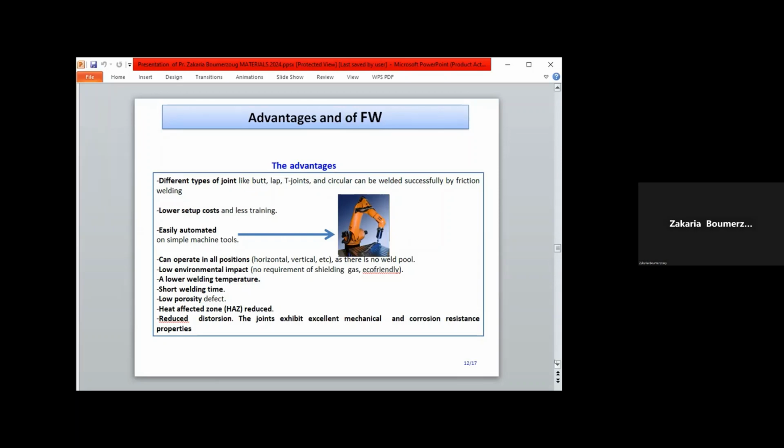Low welding temperature, short welding time, it means in 2-3 seconds we can weld two bars of steel by friction welding. Low porosity, it means no defect. Heat affected zone reduced, as it is known that the heat affected zone in conventional welding is the critical zone. We must reduce it. Reduced distortion, and the joint exhibits excellent mechanical and corrosion resistance properties.